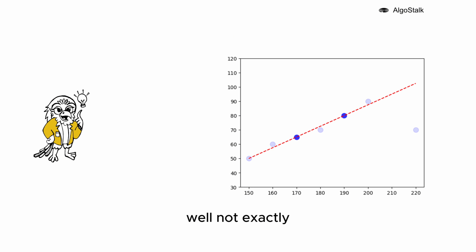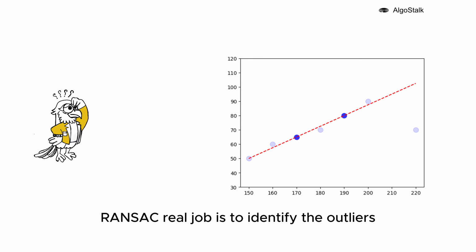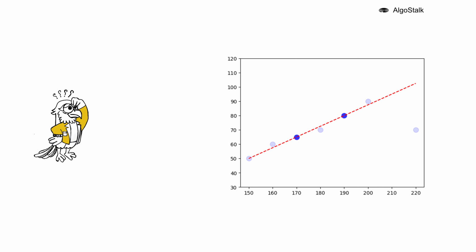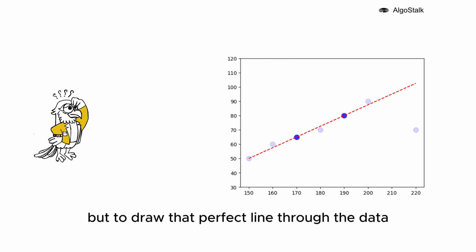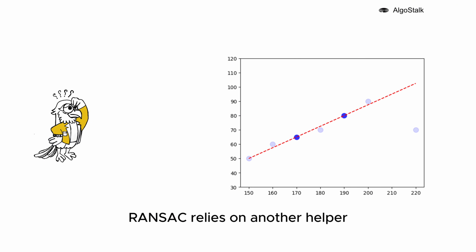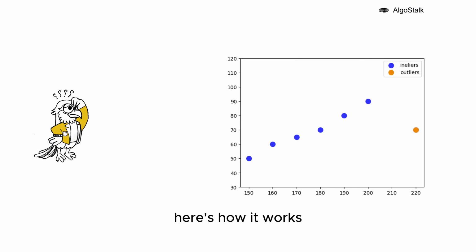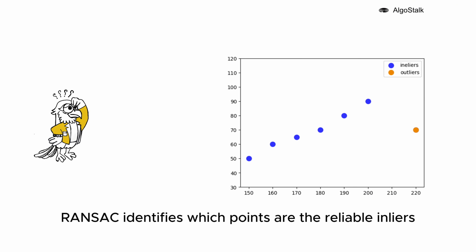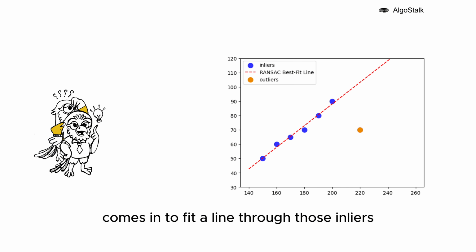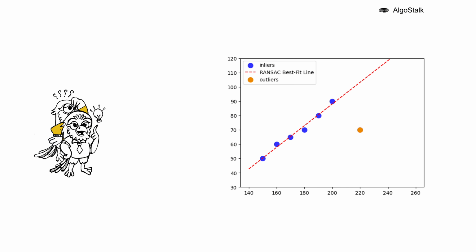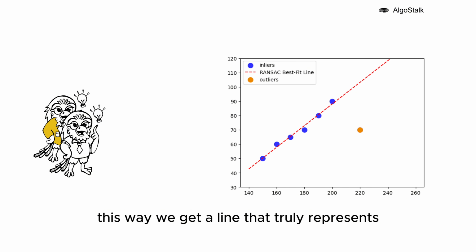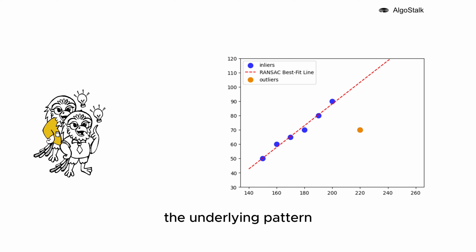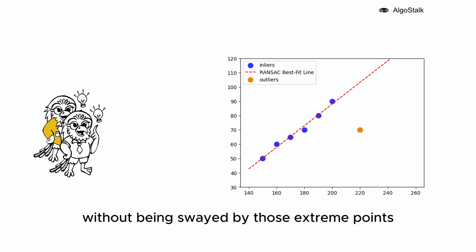Right, well, not exactly. RANSAC's real job is to identify the outliers and keep them out of the way. But to draw that perfect line through the data, RANSAC relies on another helper. Here's how it works. RANSAC identifies which points are the reliable inliers, and then linear regression comes in to fit a line through those inliers, completely ignoring any outliers. This way, we get a line that truly represents the underlying pattern, without being swayed by those extreme points.